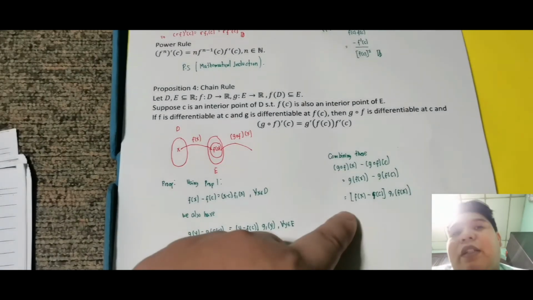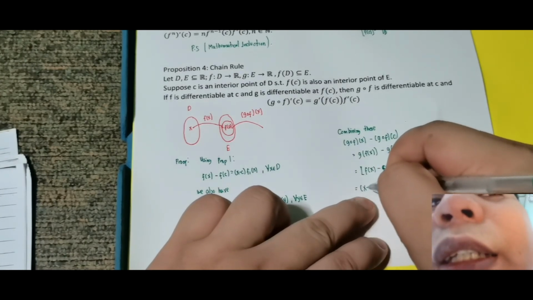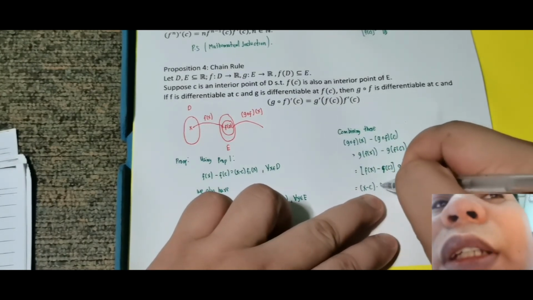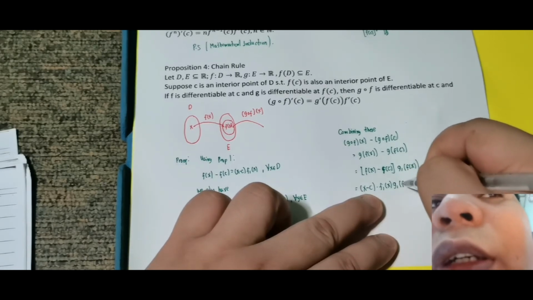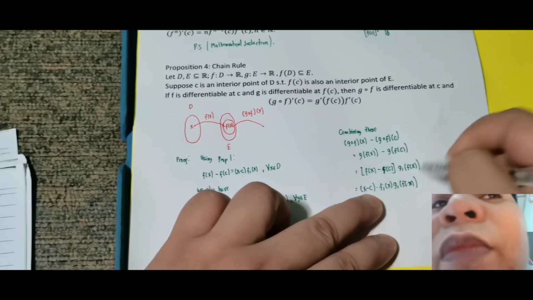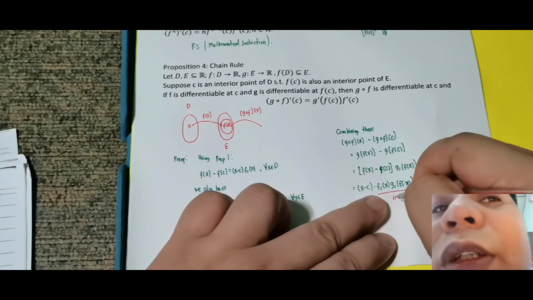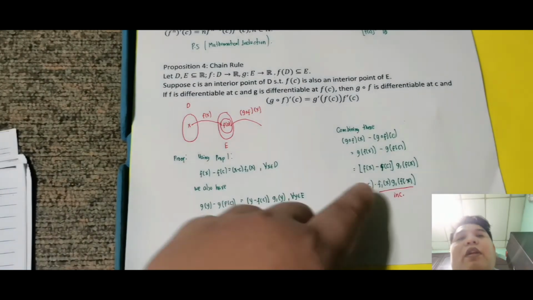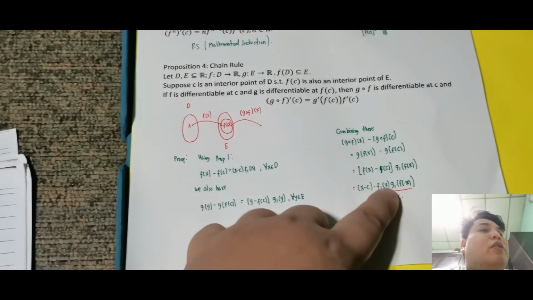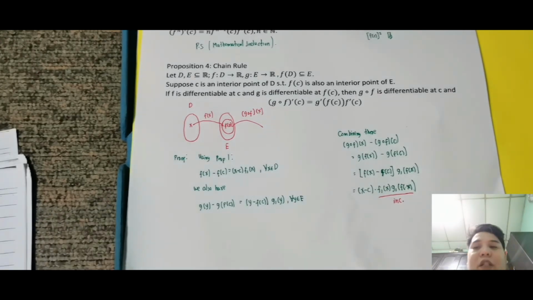Next, by definition of Caratheodory's lemma, this is equal to x minus c times f sub 1 of x multiplied by g sub 1 of f of x. Note, this is our candidate increment function. If you noticed, f sub 1 is continuous at c, and g sub 1 of f of x is continuous at f of c, because f of x is continuous at c, therefore g sub 1 is also continuous at c.